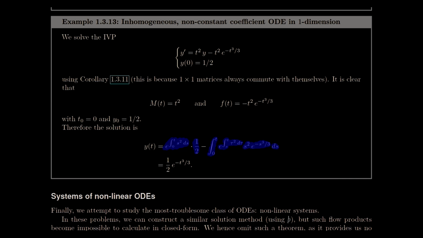And you compute everything out. What you get is 1/2 e to the negative t cube over 3. You can verify that that solves the ODE as well as the initial condition.